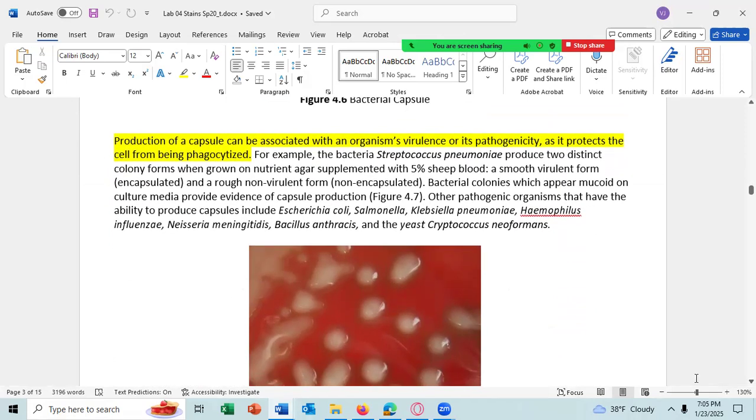Production of capsules is associated with an organism's virulence or pathogenicity, as the capsule protects the cell from being phagocytized by a white blood cell. And that is one reason why with Streptococcus pyogenes, which causes strep throat as well as many other diseases, a patient has a hard time throwing that disease off. That's because the bacteria have a capsule which protects them from being phagocytized by a white blood cell.